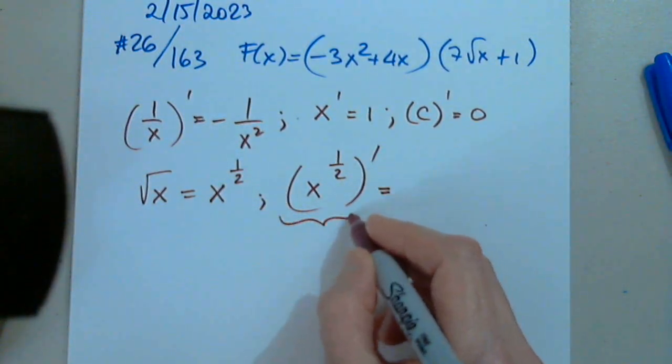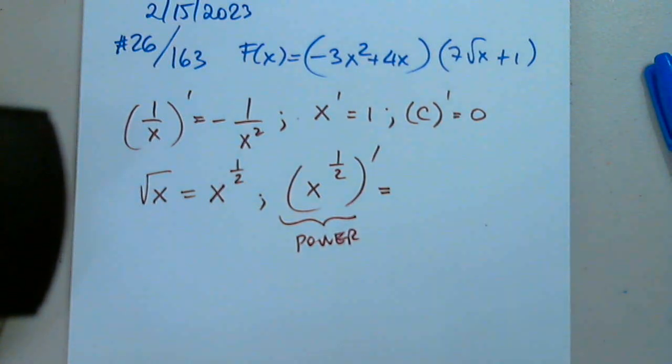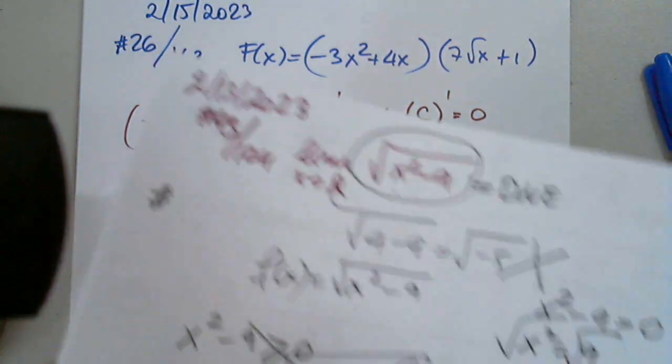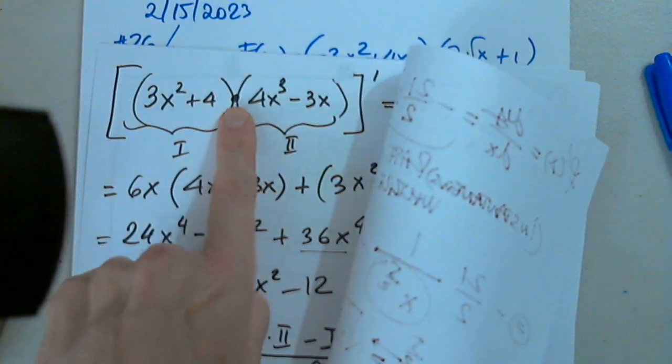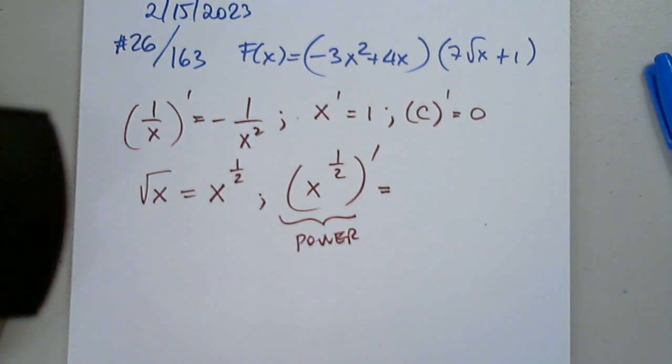We are applying here the power rule, right? This is the lesson from last time. This is not a quotient. This is not a product. This is the power rule. So how do we handle the power rule? Can anyone tell us what is the power rule?